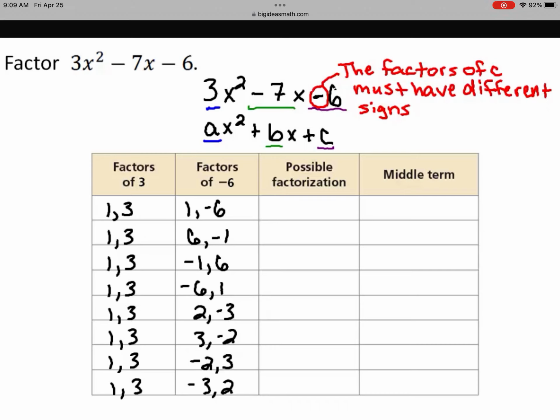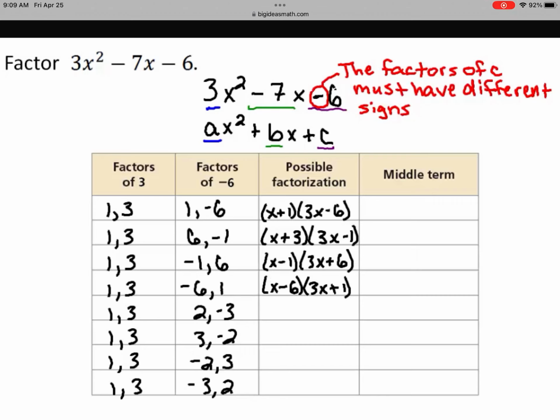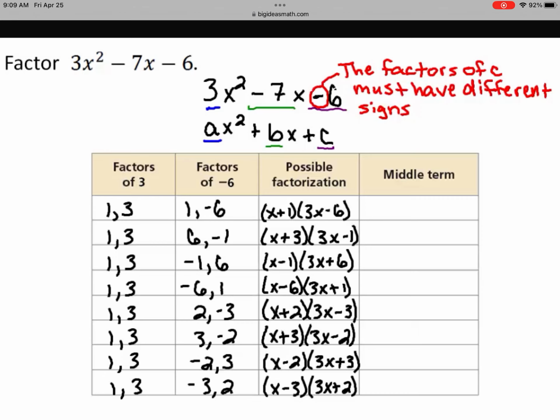The possible factorizations are the quantity x plus 1 times the quantity 3x minus 6, the quantity x plus 3 times the quantity 3x minus 1, the quantity x minus 1 times the quantity 3x plus 6, the quantity x minus 6 times the quantity 3x plus 1, the quantity x plus 2 times the quantity 3x minus 3, the quantity x plus 3 times the quantity 3x minus 2, the quantity x minus 2 times the quantity 3x plus 3, and the quantity x minus 3 times the quantity 3x plus 2.